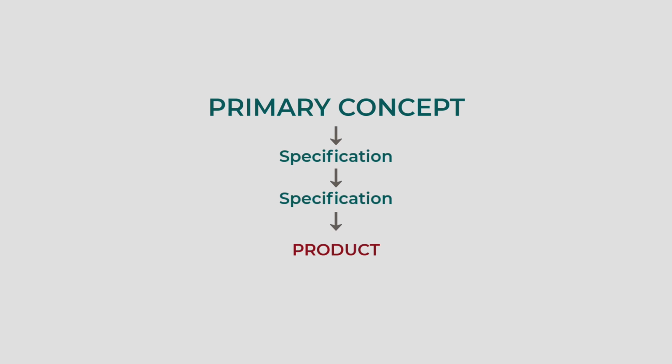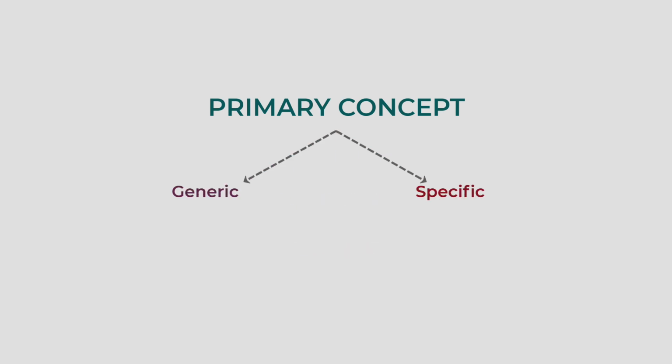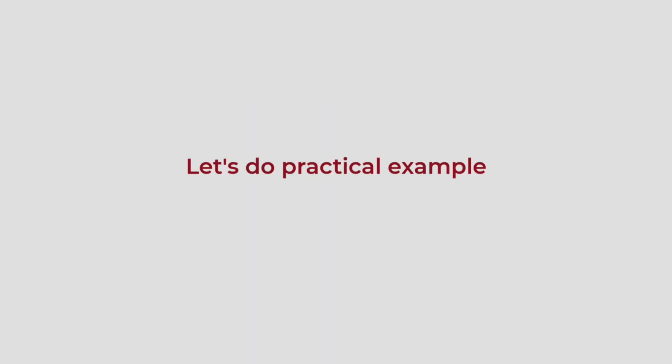The innovator shall be able to project their mind accurately. Their wording shall balance between generic versus specific description. That is a skill that can be obtained from real-world experience only. Now that we've covered the theory, let's move on to a practical example of a primary concept.